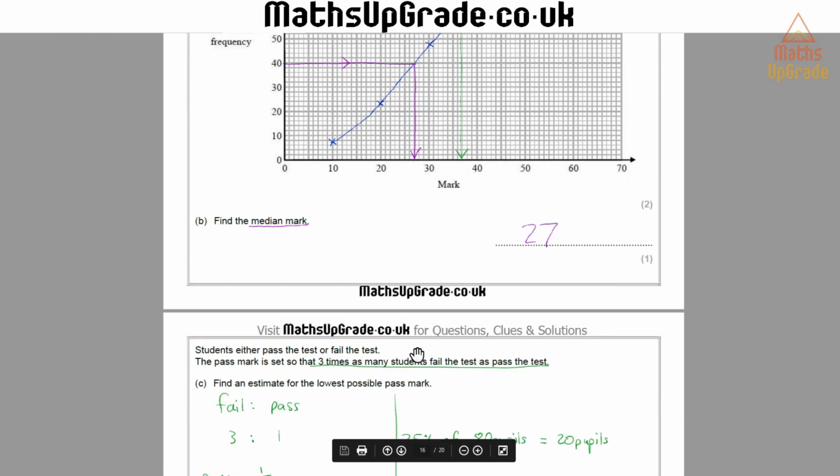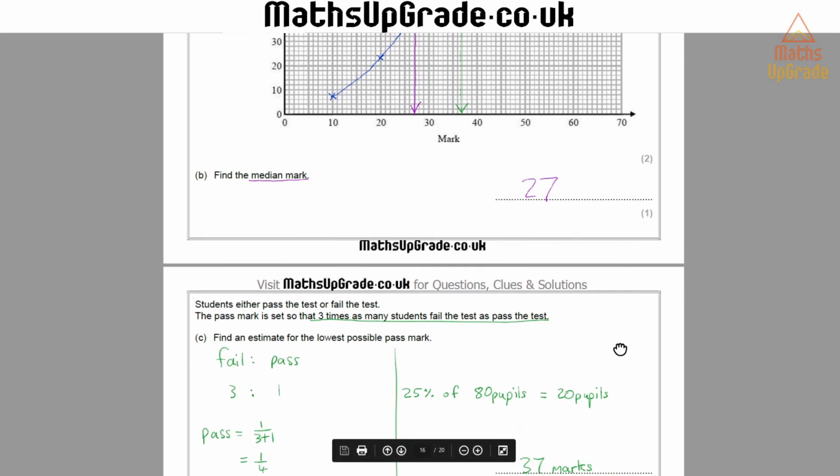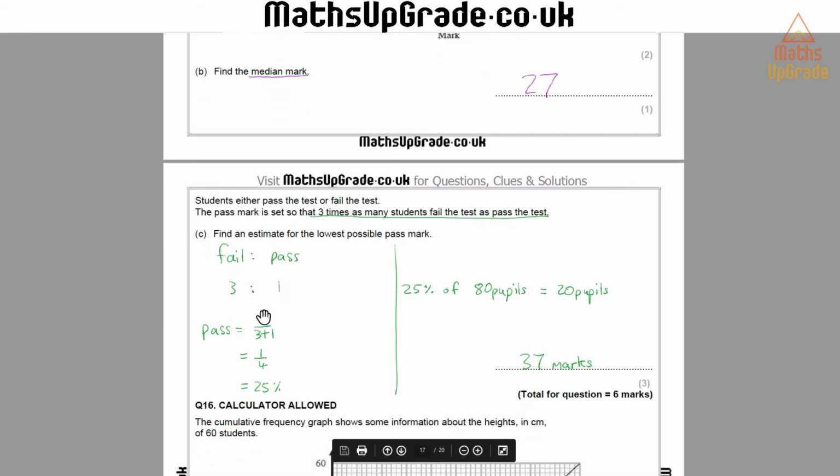In the next part of the question, it says that students either pass or fail the test. The pass mark is set so that 3 times as many students fail as pass the test. So I need to find an estimate for the lowest possible pass mark. Well, if I write that as a ratio, failing is 3 times greater than passing. So as a ratio, fail would be 3 parts and passing would be 1 part. Therefore, as a fraction, passing is a quarter. It's 1 part out of 4, which is 25%.